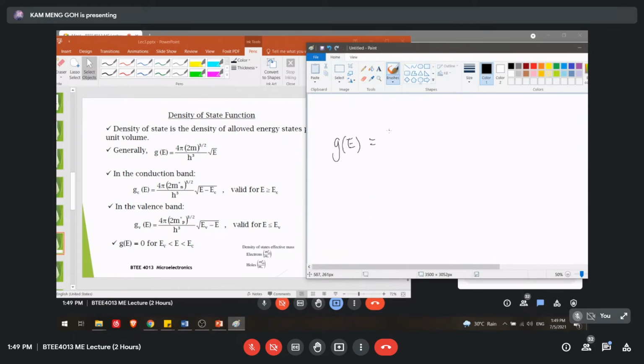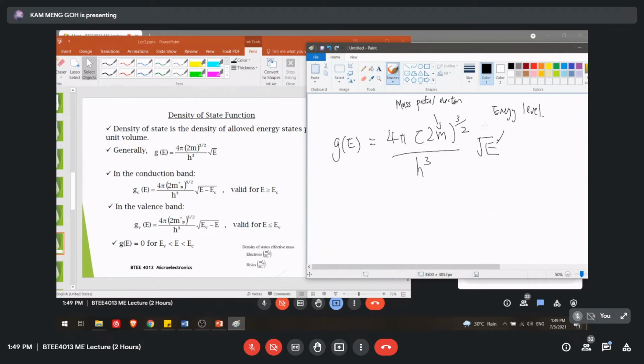G equals 4π (2m)^(3/2) over Planck constant squared, times √E. Here m is the mass of either the proton or the electron, depending on the question asked, and E is the energy level. You might be wondering, how are we going to use this?